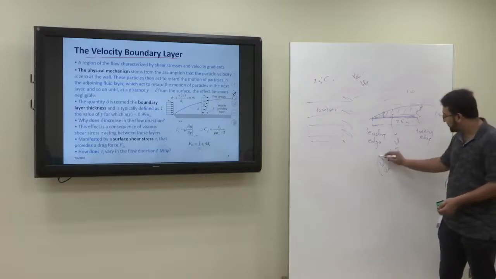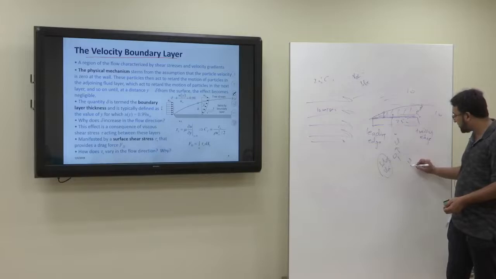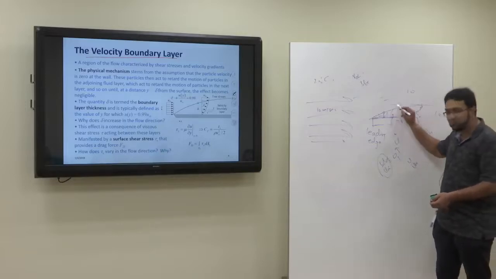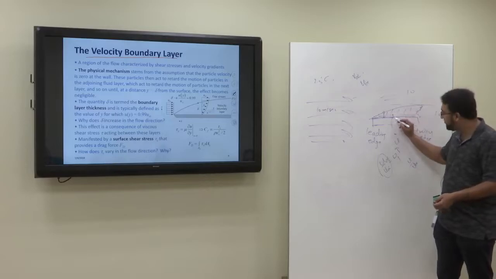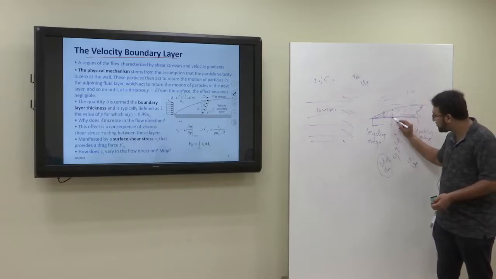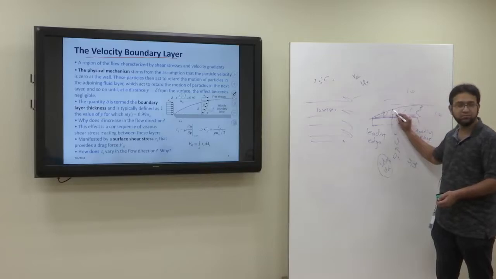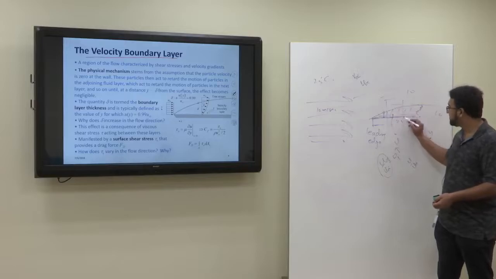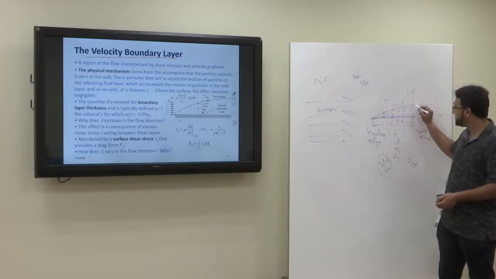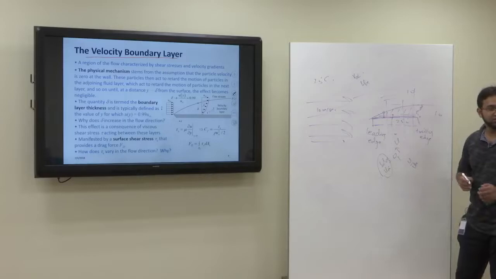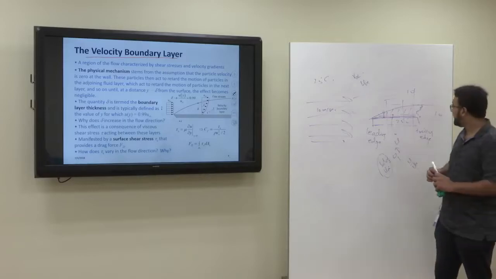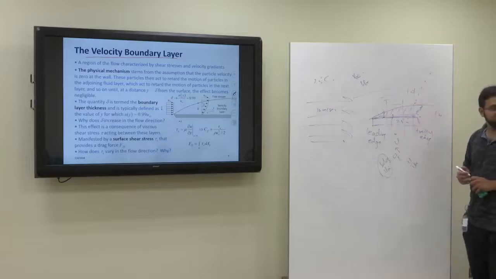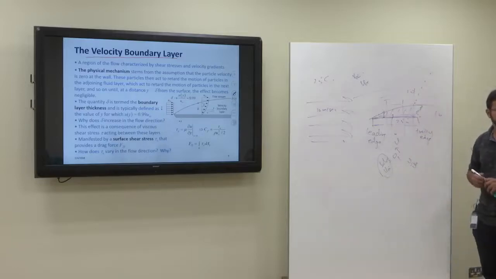So the velocity ratio u upon u infinity within the boundary layer varies between 0 to 1 at any point. So here 0, here 1, here 0, here 1, right? And after that it is all 1, 1, 1.